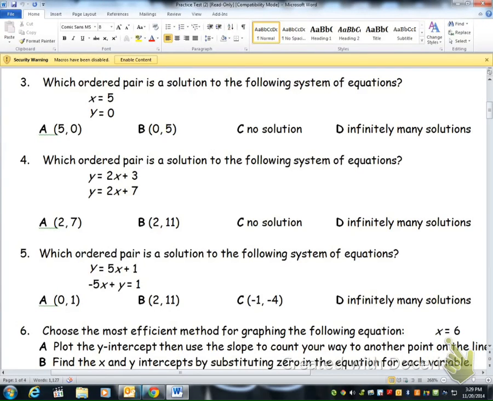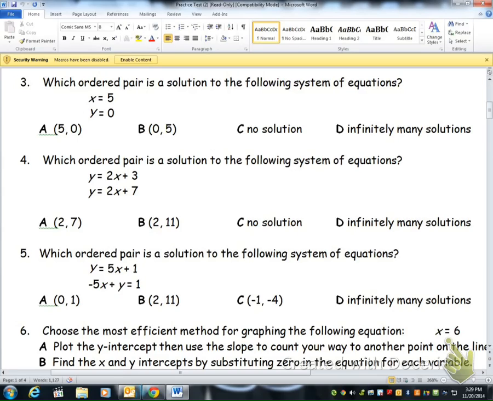Alright, questions that we had that we weren't able to go over today in class that people had asked about. We had 3 through 8, so I'm just going to start working my way, starting with number 3 and working through number 8, and then we'll skip around a little bit after that. But let's look at number 3.